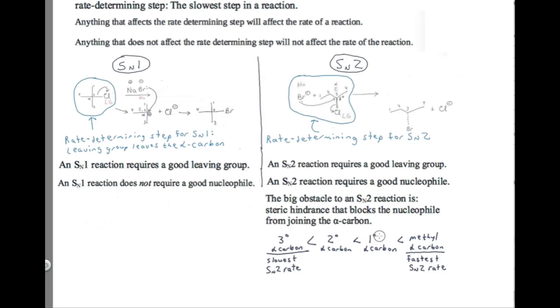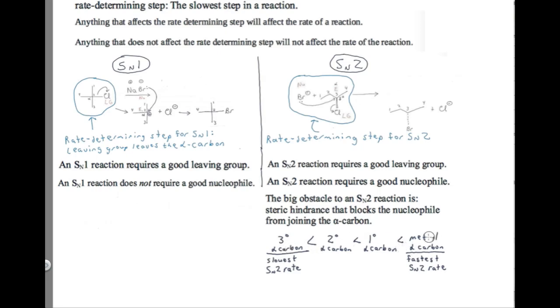What's a primary alpha carbon? What's a primary carbon? A carbon attached to one carbon chain. What's a secondary carbon? A carbon attached to two carbon chains. What's a methyl carbon? A carbon attached to 0 carbon chains. I'm using less than signs here to indicate that this is the smallest SN2 rate and this is the greatest SN2 rate. So you should already be familiar with these ideas.